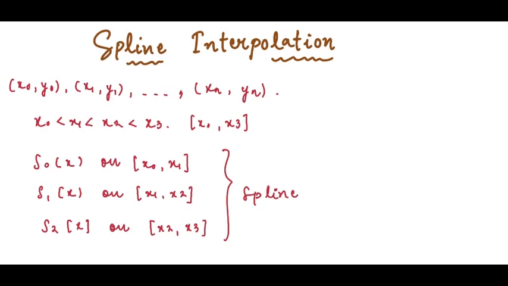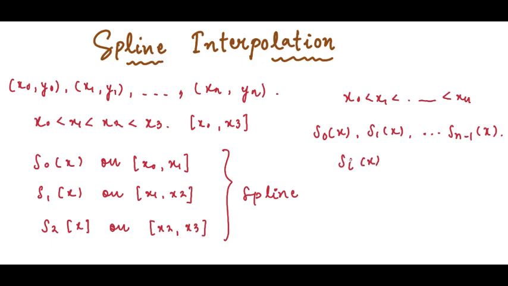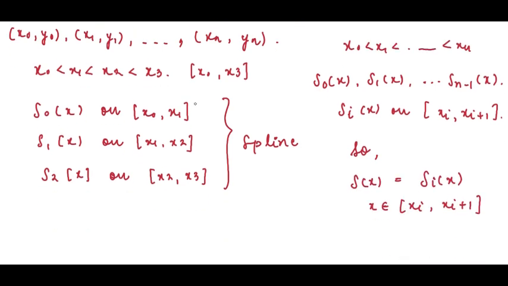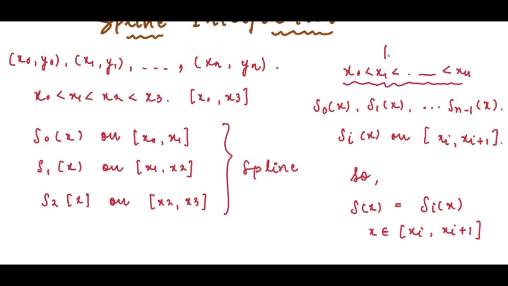Now, a spline is basically a piecewise polynomial function defined over a sequence of subintervals. Suppose we have knots, that is x0 less than x1 less than up to xn. Then a spline consists of different polynomial pieces S0(x), S1(x) up to S(n-1)(x), where Si is defined on the closed interval [xi, xi+1]. So S(x) becomes Si(x), where x belongs to [xi, xi+1]. And the points x0, x1 up to xn are called knots.